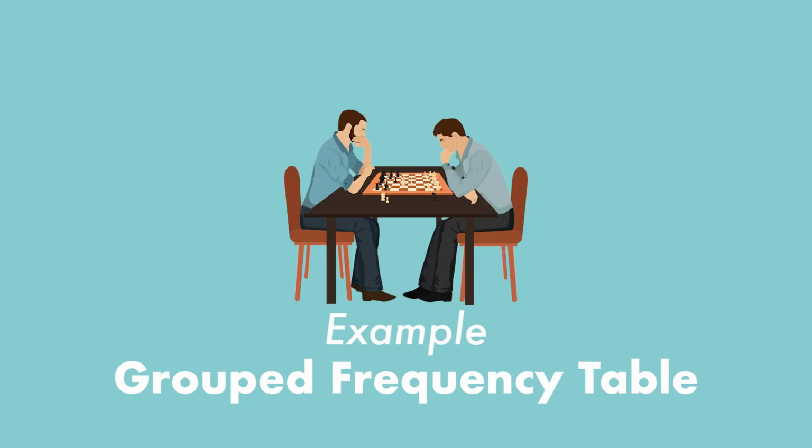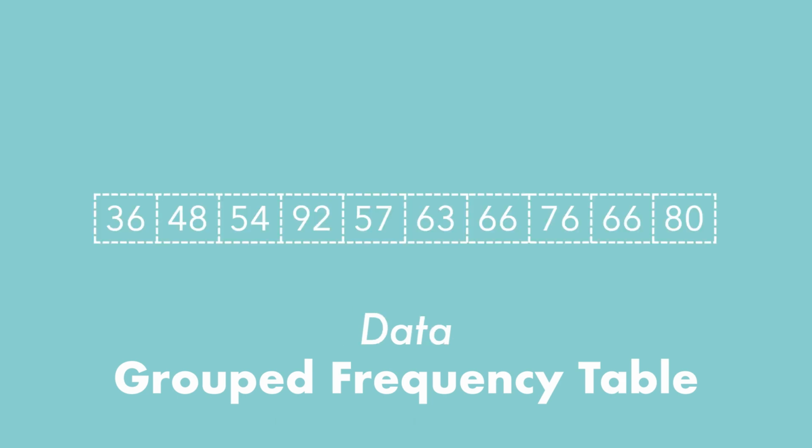At the recent chess tournament, all 10 participants had to fill out a form that gave their names, addresses, and age. The ages of the participants were recorded. We follow several steps to present this data in a grouped frequency table. Before proceeding, please take note of the following steps.